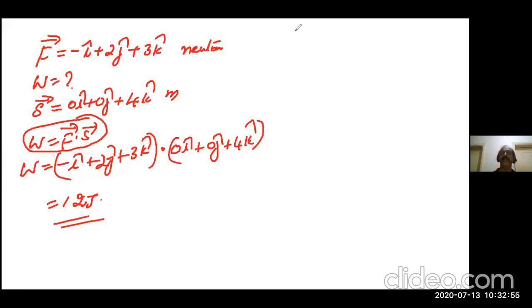Next question. Find the angle between the vectors. Vector A is equal to I plus 2j minus k.